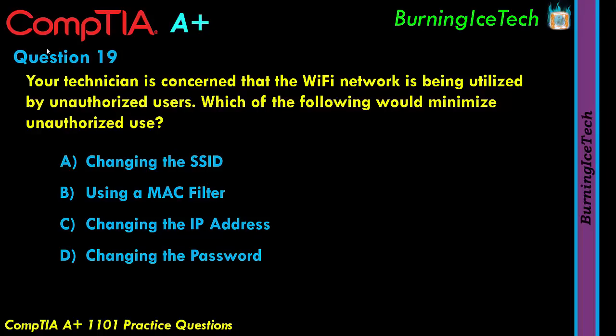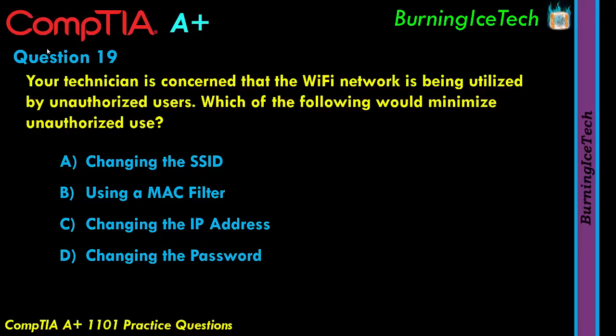C is changing the IP address. Changing the IP address is not going to do you any good, guys. At the end of the day, they can just scan for it again and they'll find it. And if it's a Wi-Fi network, you don't even need to scan for the IP. You just scan for wireless networks and voila, there you go. Changing the IP would make absolutely zero difference to this. Zero.